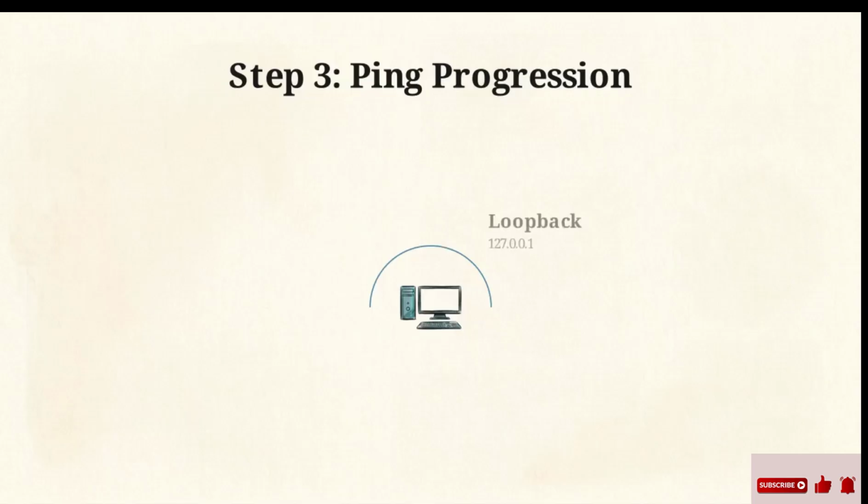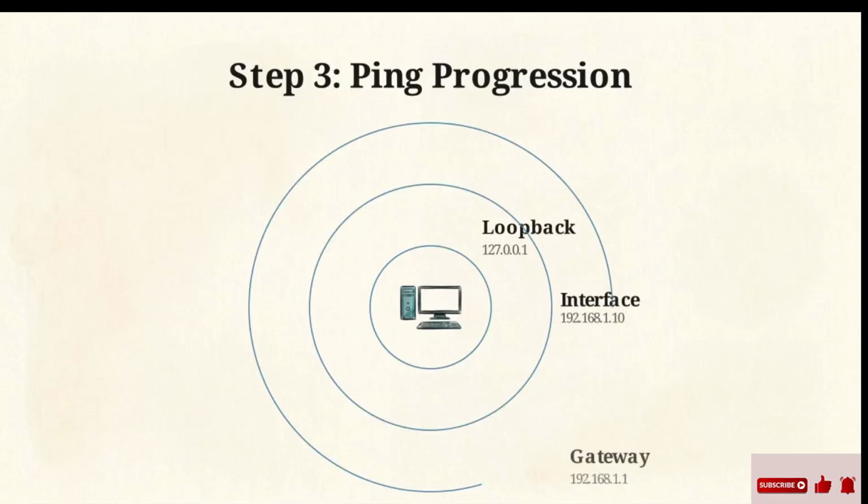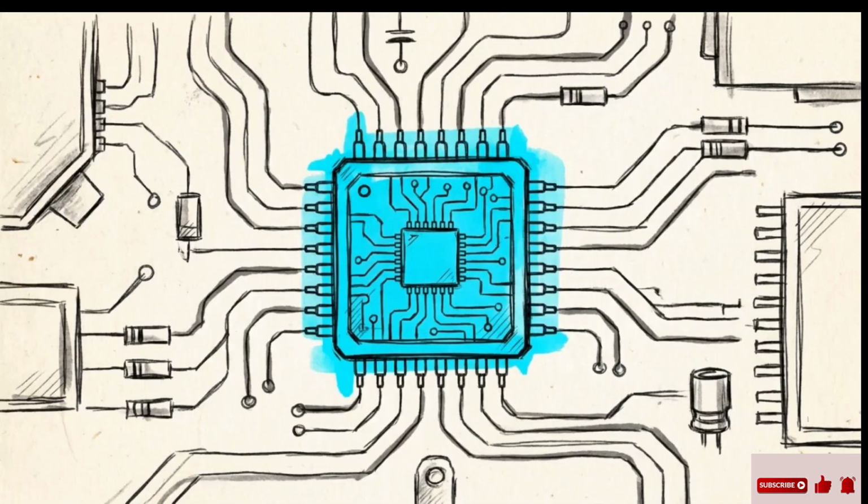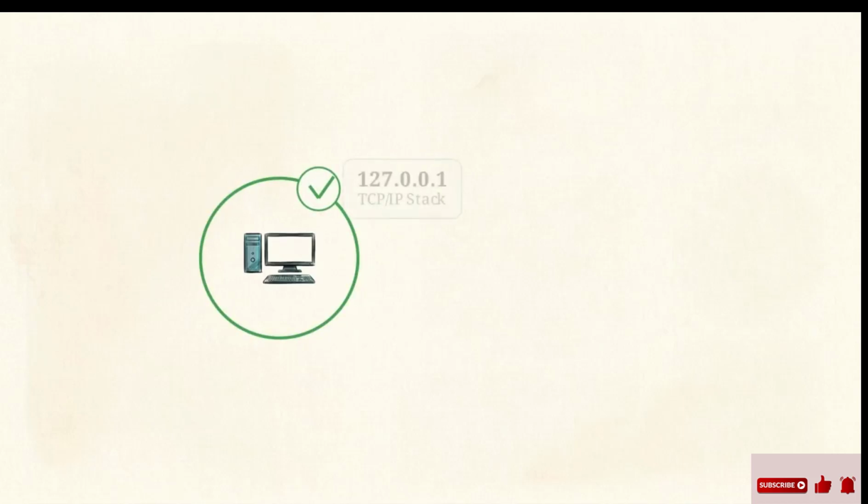This animated diagram illustrates step 3, ping progression. We test our connection by moving outward in concentric circles from the center of the machine. Test 1 checks the inner core. We send a ping to 127.0.0.1, which is the computer's local loopback address. Our ping succeeds. This confirms that the device's internal TCP/IP stack is fully operational. The software is capable of sending and receiving data.